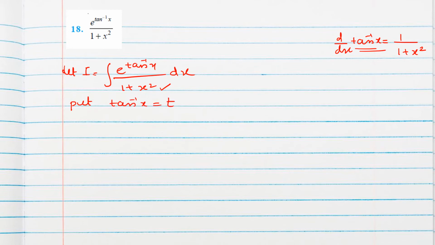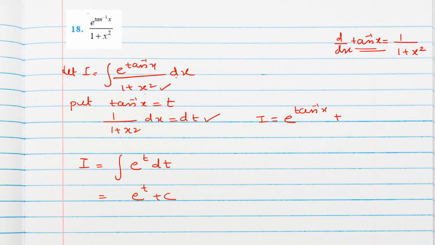So we will put tan inverse x as t here. After taking derivative, it will give 1 by 1 plus x square dx equal to dt. So dx by 1 plus x square we got, we can replace with dt, and here this power we can write t. So e power t dt will come directly. So exponential integration will be the same, e power t plus c. So answer will be e power tan inverse x plus c.